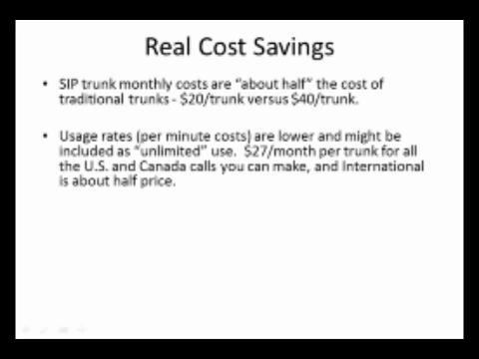In many cases, or really in all cases, the usage rates, that per minute cost, which is the cost of transporting the portion of the call that's not on the internet to the destination, those per minute costs are usually lower in SIP trunking, and they might be included as unlimited use. For example, a service provider we like is offering $27 per month per trunk, and it includes all of the U.S. and Canada inbound and outbound calls that you can make. International calls are about half price. So half price and half price, sometimes half price and everything included.